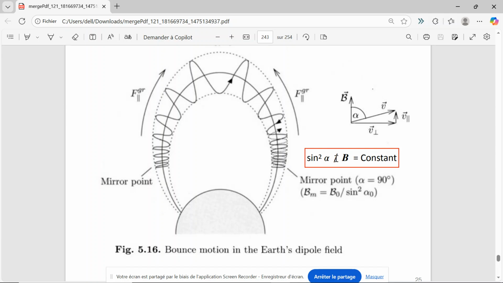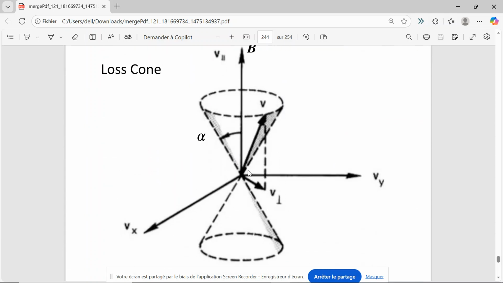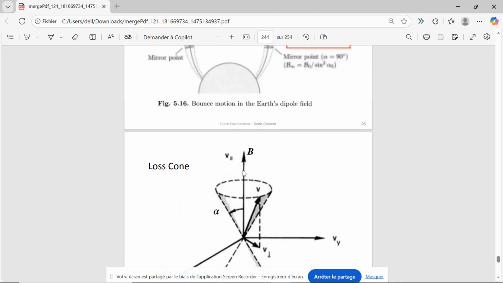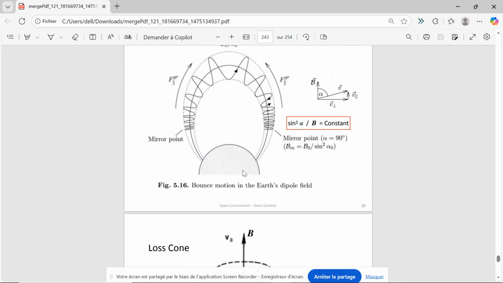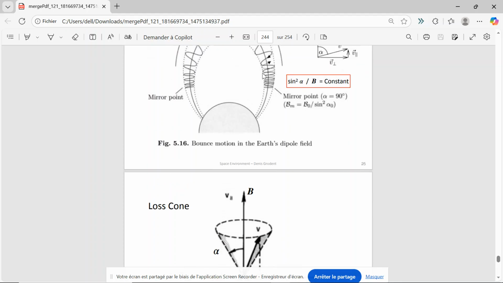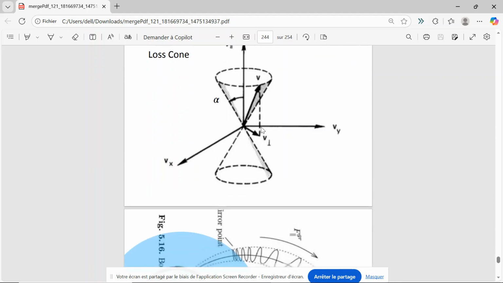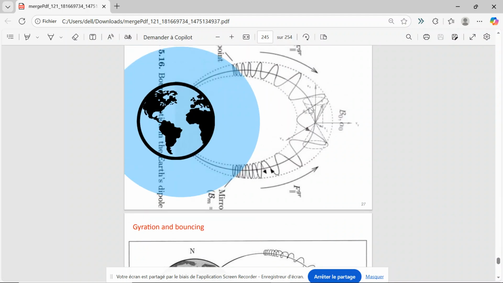So that's interesting. And there you got the loss cone. If the alpha angle is too small, in this loss cone, the particle is not mirrored and can access the Earth's atmosphere, leading to aurora events. So that's exactly what we need to remember from it.